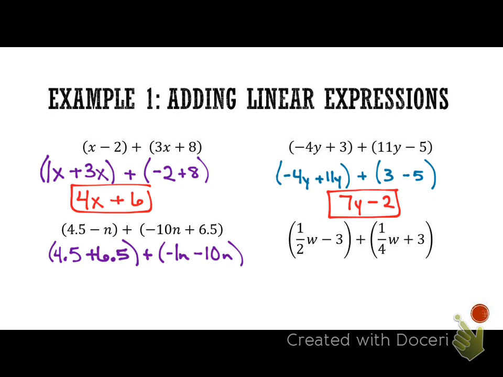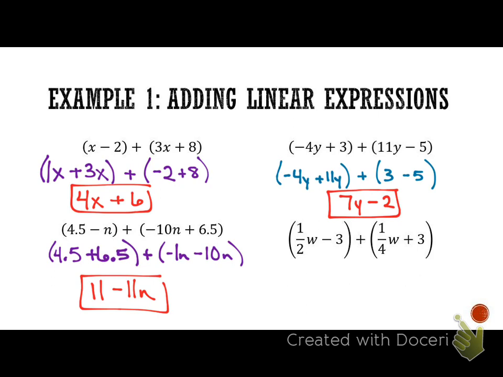Okay, 4.5 plus 6.5 is 11. What's negative 1n minus 10n? Yes, I'm hearing negative 9 and I'm hearing negative 11. Is this same sign or different? Same sign. Add and keep. Negative. So 1 plus 10 is 11. Negative 11n. Add and keep, guys. 1 plus 10 and keep the negative. Negative 11n.